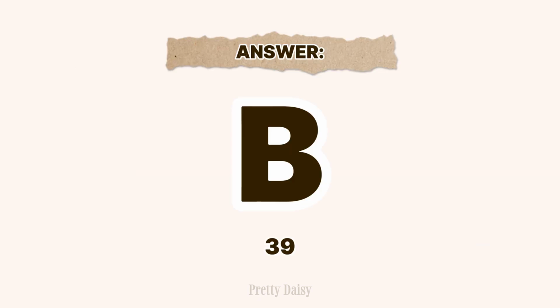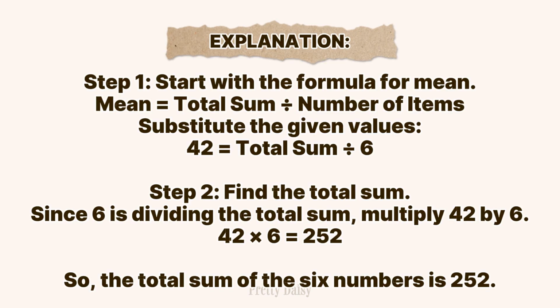Answer: B. 39. Step 1. Start with the formula for the mean. Mean equals the total sum divided by the number of items. Substitute the given values. 42 equals the total sum divided by 6.